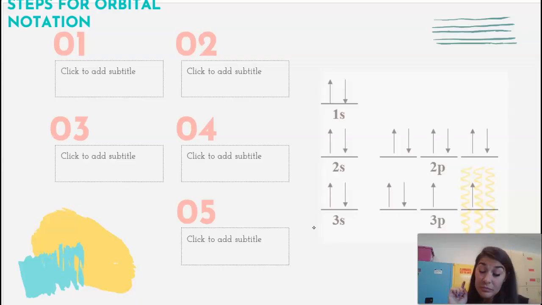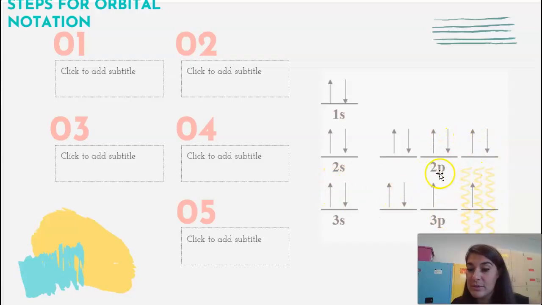Rule number 4. Start at 1s when you begin filling these, and then fill till where you need to end. Rule number 5, keep the rules in mind. Like Pauli, make sure you have opposite spins. Hund, make sure that you fill each orientation before you pair them up. So you have an example here. It's important to see this. Notice we've got 1s, 2s, 3s, 2p, 3p. And then up, down, up, down, up, down, up, down, up, down. Up, down, up, down, up, up.